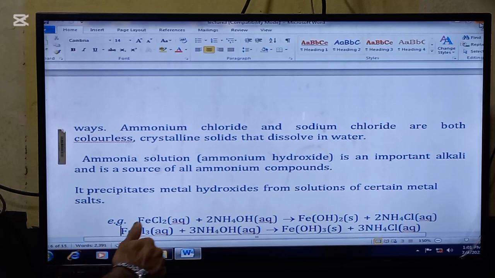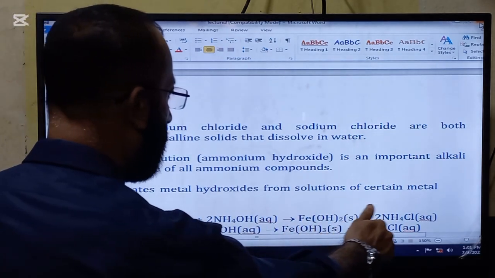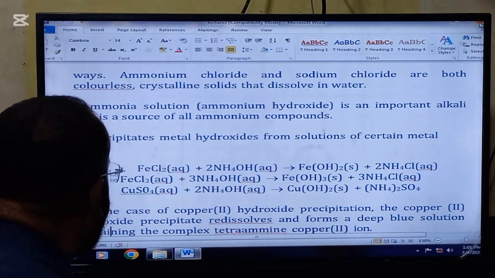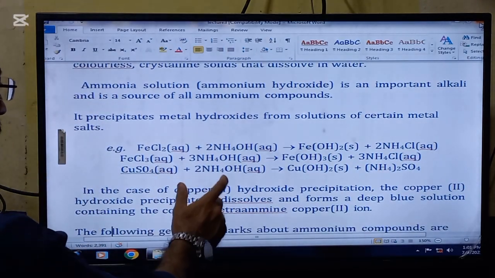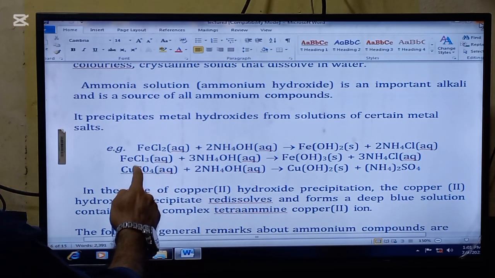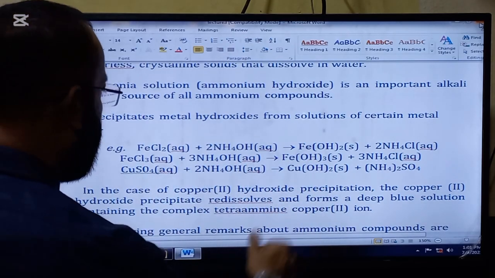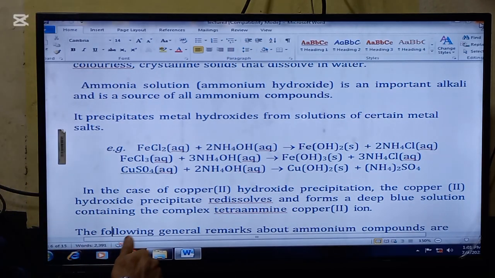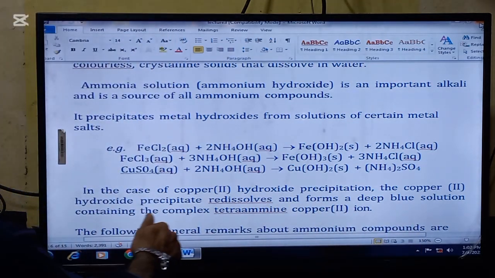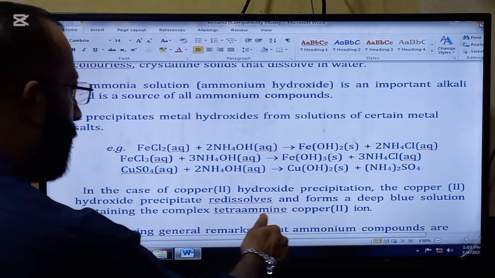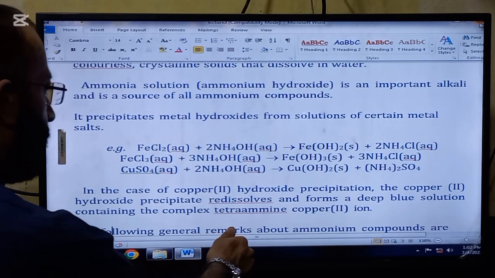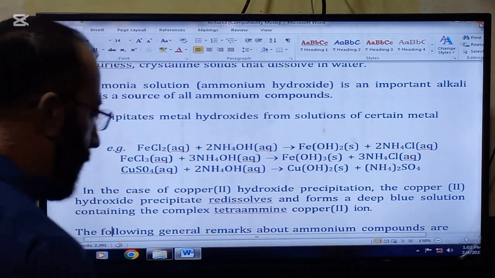It precipitates metal hydroxides from solutions of certain metal salts. So here are the reactions: ammonium hydroxide with iron chloride. In the case of copper hydroxide precipitation, the copper hydroxide precipitate re-dissolves and forms a deep blue solution containing the complex tetraammine copper ion.